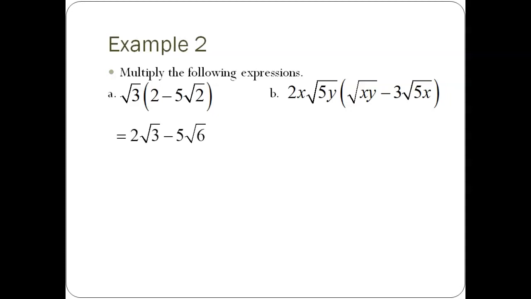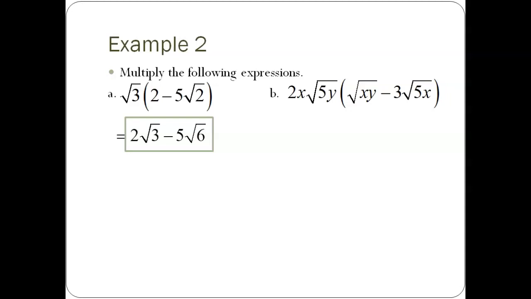Double check to see whether or not there's anything we can simplify. The square root of 3, that's as simplified as it can be. And the square root of 6, that's as simplified as that can be. So that's our answer, 2 root 3 minus 5 root 6. Remember that we can't subtract those radical expressions because what's under the square root is not exactly the same. So we won't be able to combine 2 root 3 and minus 5 root 6 any further.